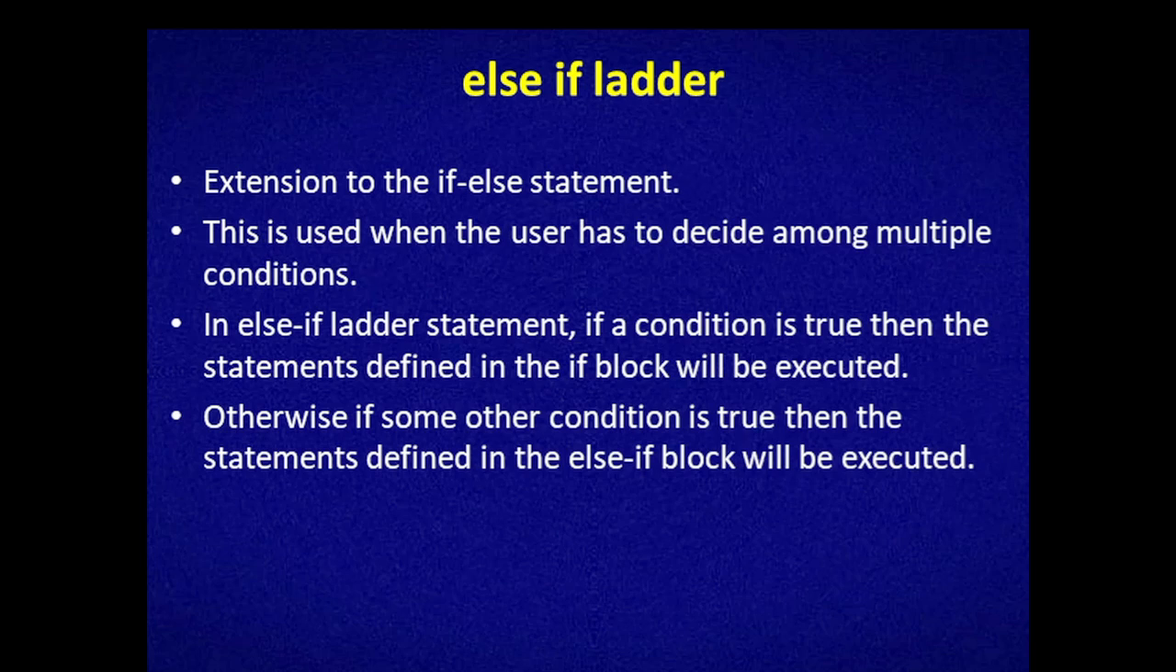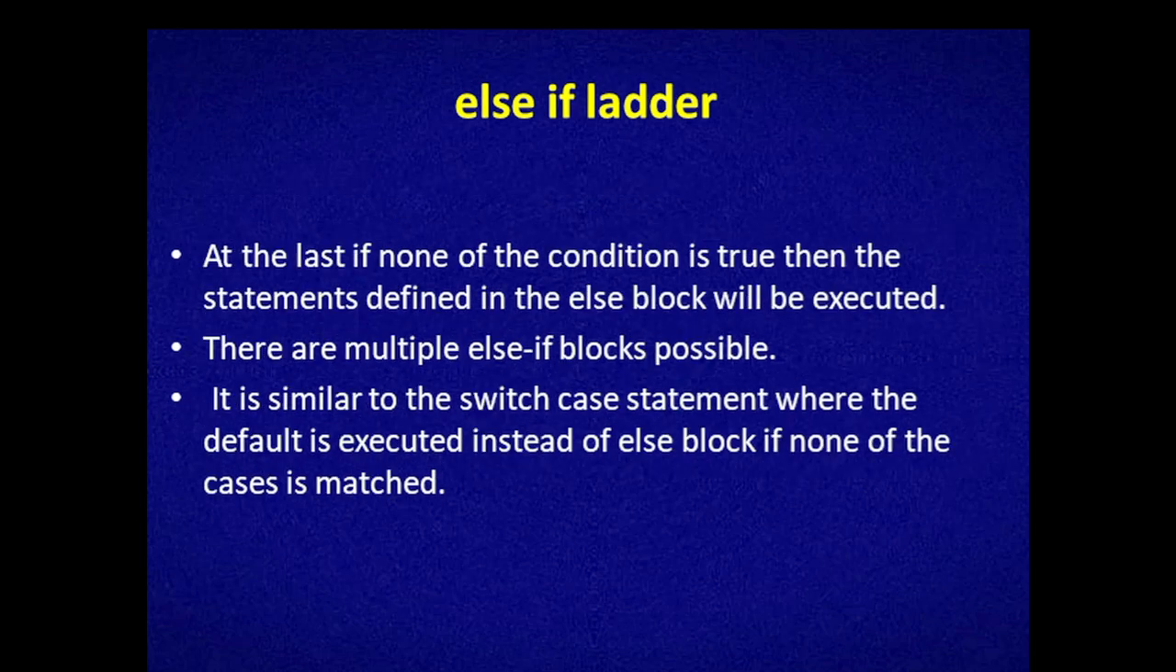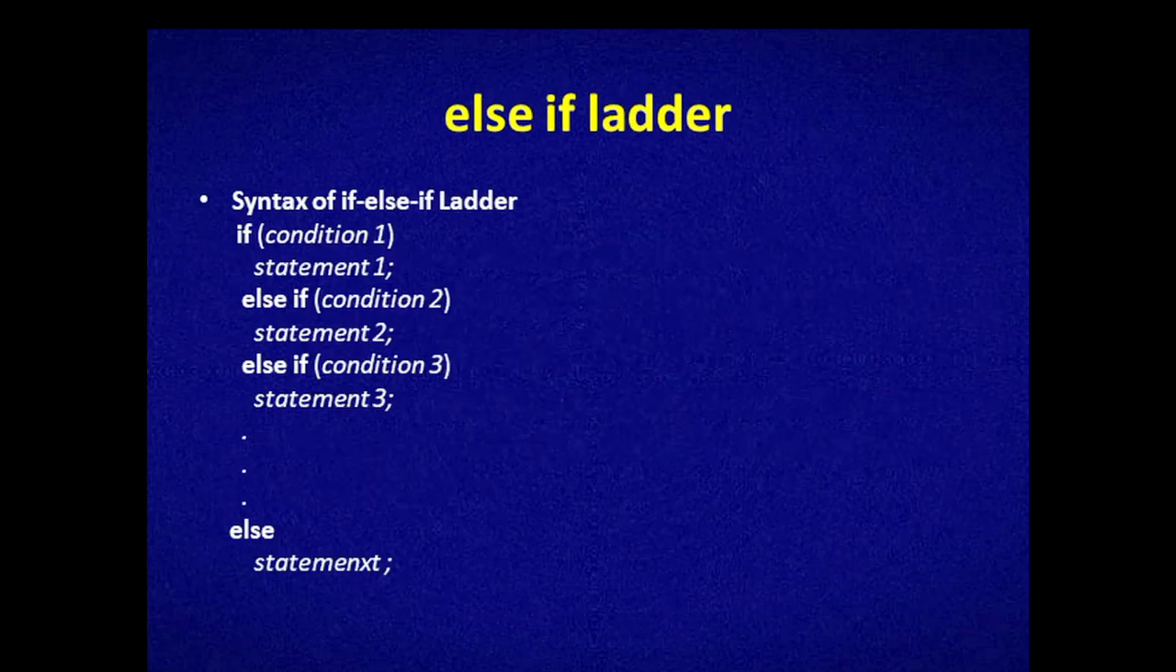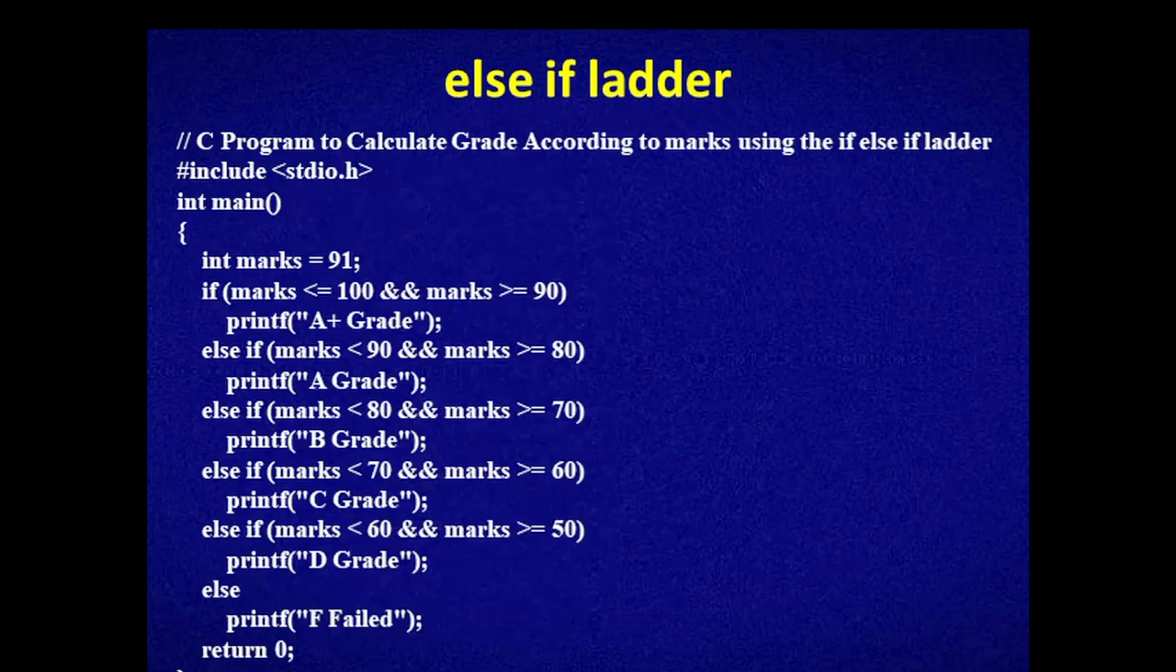Suppose the second condition is true, the associated block will be executed. Consequently, if it checks all the conditions and none of the conditions is true, finally the else block will be executed. Multiple else if blocks are possible in this else if ladder. This else if ladder is similar to the switch case statement. This is the syntax of the else if ladder. This is the flow diagram of the else if ladder.